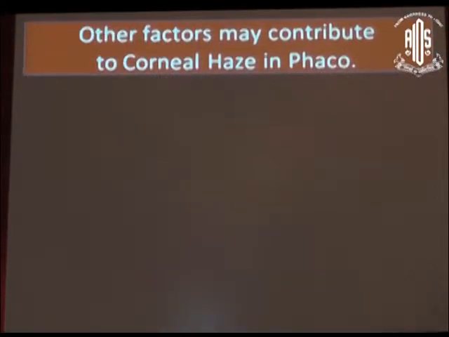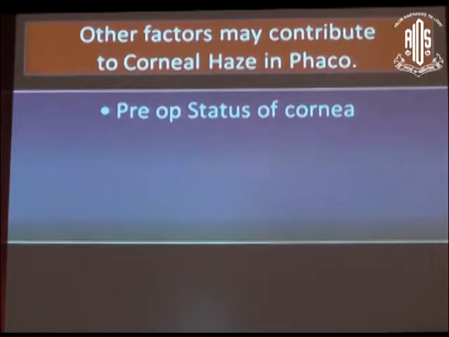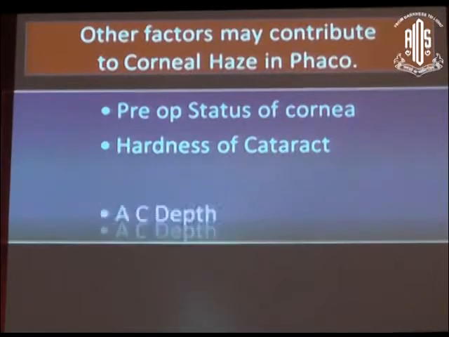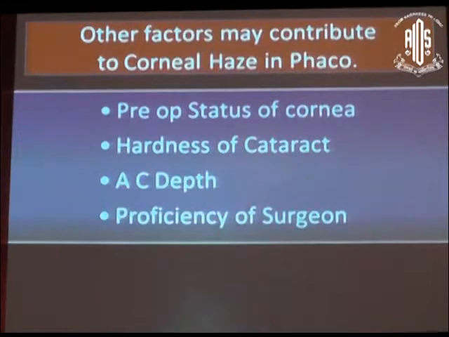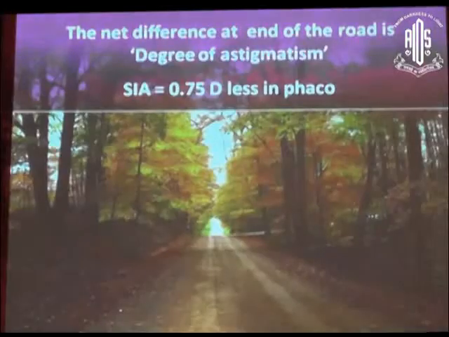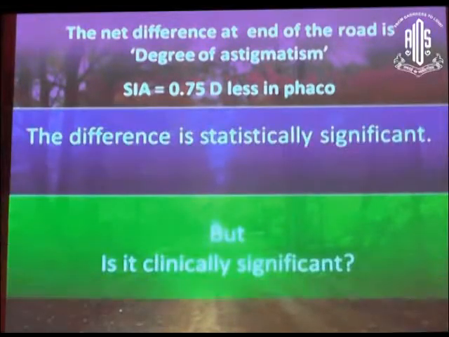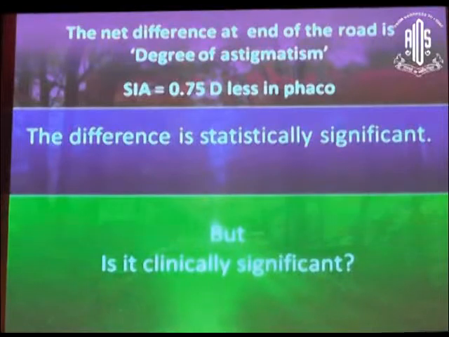The other factors that contribute to the corneal haze in phaco may be pre-op status of the cornea, hardness of the cataract, anterior chamber depth, and of course the proficiency of the surgeon. As you become more proficient, you produce less corneal haze. That is also true. So the net difference at the end of the road is the degree of astigmatism. We understand that surgically induced astigmatism is 0.75 diopter less in phaco. This difference is statistically significant. But is it clinically significant? Do we see patients having half diopter or 0.75 diopter astigmatism moving around? They are happy with 6/9 in that, no problems. So this is acceptable.